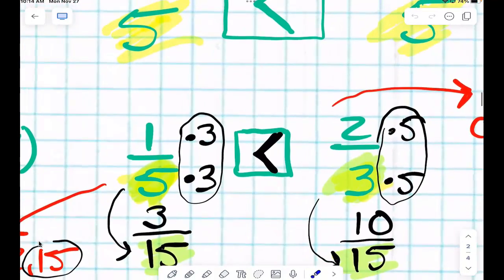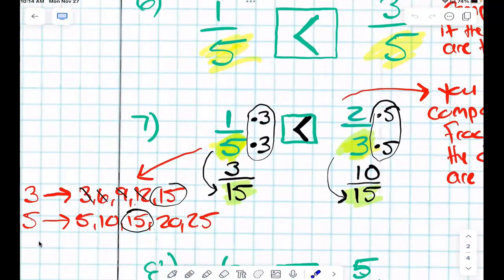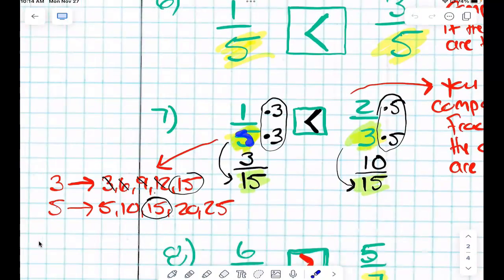Number 7 though, so our original problem was 1/5 and 2/3, right? Yes. Are the denominators the same? No. So can you compare those fractions? No. What do we need to get? The same denominator. We need to get a common denominator, right? And a common denominator for 5 and 3 just happens to be what number? 15. So I write the 15 here, I write the 15 here, I write my fraction bar, and I write my fraction bar, right?